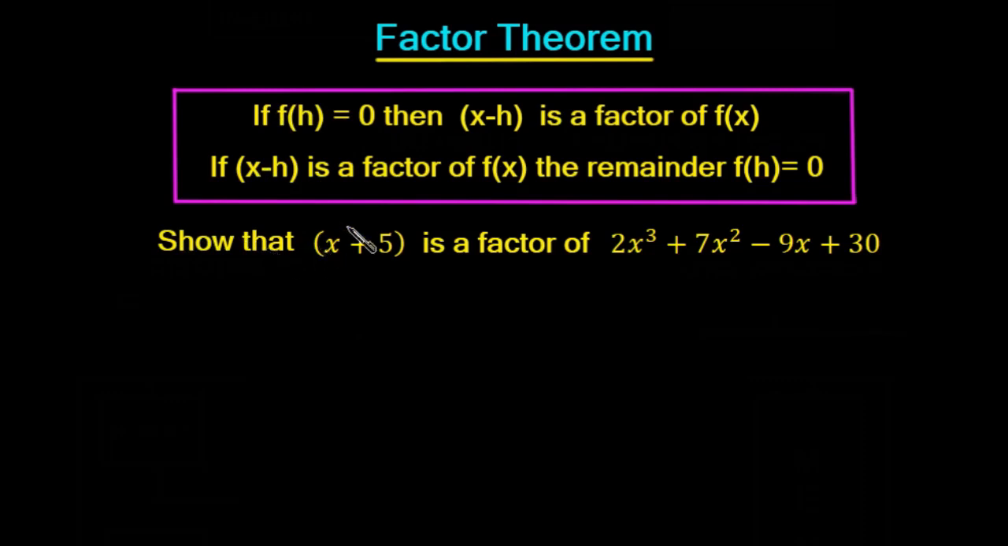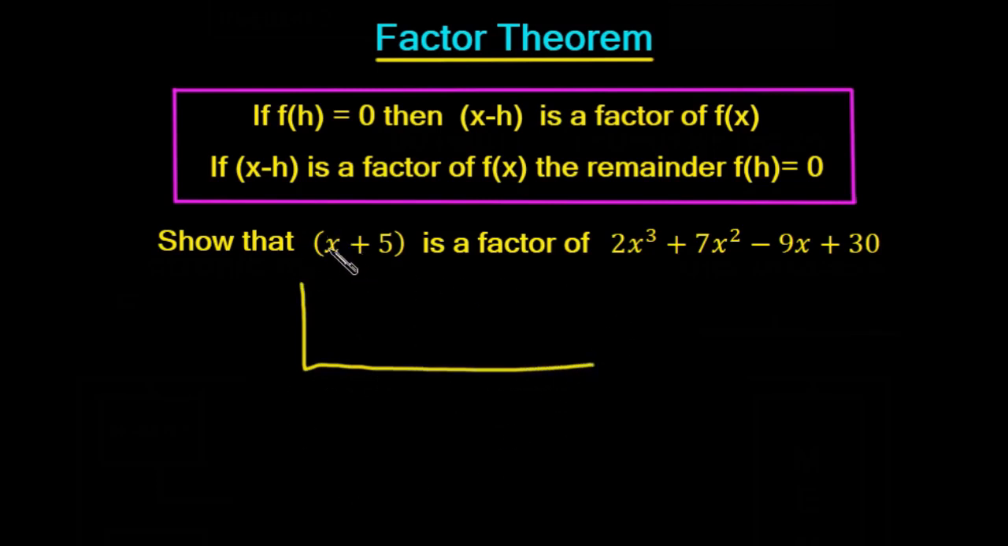So we're going to show that x plus 5 is a factor of this here. So really what we're saying is x plus 5 goes into this without any remainder. So it means whenever we work through and use our synthetic division, we should get f of h, which is the remainder, equal to 0. So let's go ahead and we'll do this synthetic division.